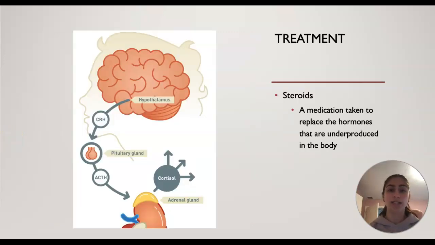The treatments for Addison's disease include taking steroids, and these are usually taken for the remainder of the patient's life, and it is a medication to replace the hormones that are underproduced in the body.